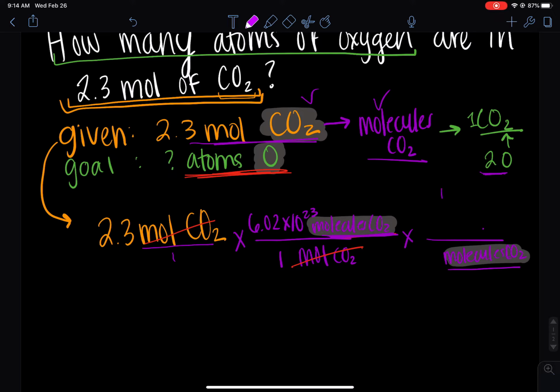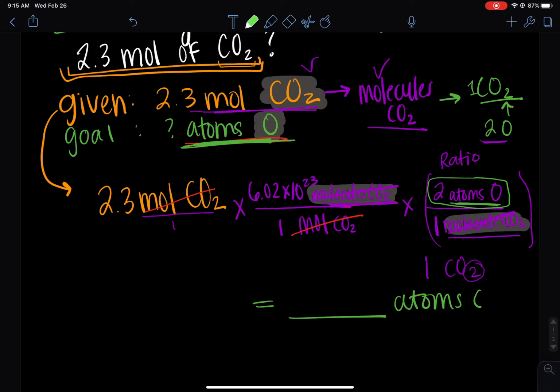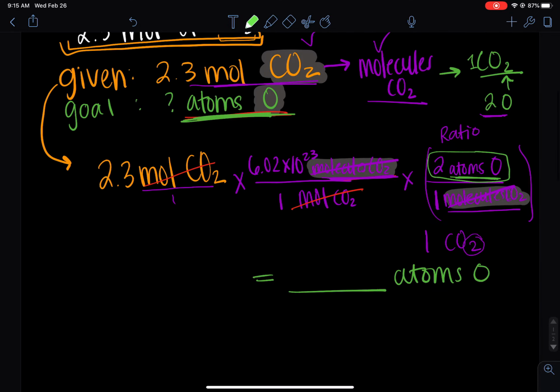So this is what we are going to use. We're going to use a ratio right here. Okay, so we know that 1 carbon dioxide molecule has how many oxygens? Okay, you can see right here that it has 2 oxygens. So 1 molecule of carbon dioxide is going to have 2 atoms of oxygen. Okay, so now we have canceled out all of our units besides atoms of oxygen. Okay, that just happens to be our goal. So when we get our goal on top, we are going to put an equal sign and solve for atoms of oxygen.